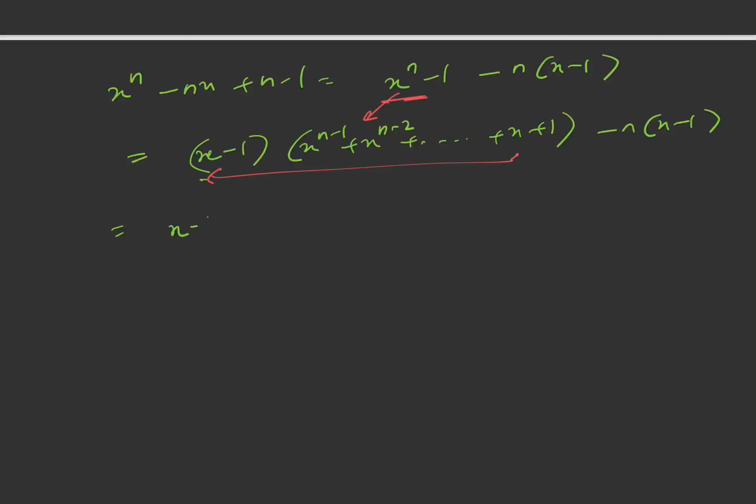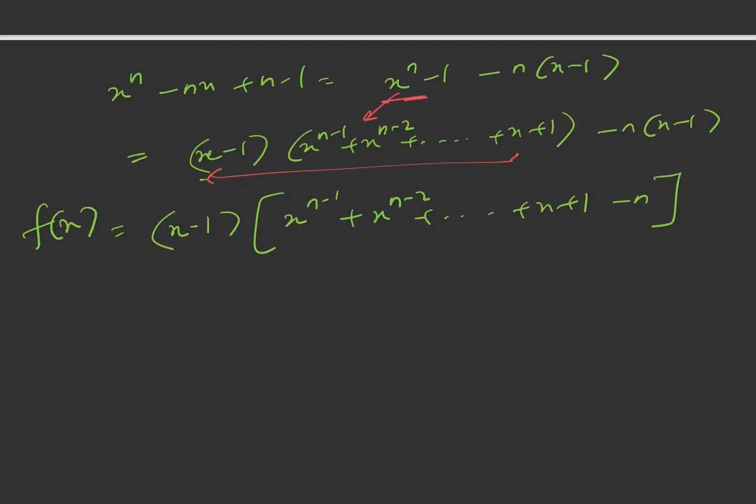Next, x - 1 is definitely common, so I can take that common, and I have x^(n-1) + x^(n-2) + so on + x + 1 - n, right? So this is my f(x). As you can clearly see, x - 1 is a factor, and I want to prove that (x - 1) whole square is a factor.